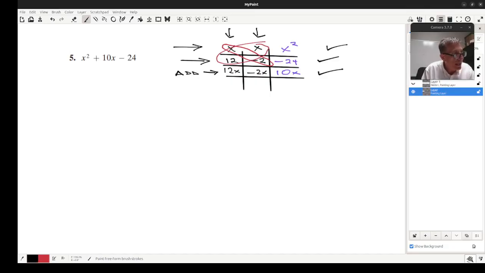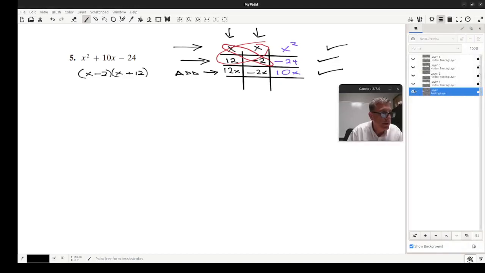So it's going to be x minus 2 is going to be one factor, and x plus 12 is the other factor, and that's how we factor it. It doesn't matter which order these two appear in. You could have x plus 12 times x minus 2. So we've got that one done.